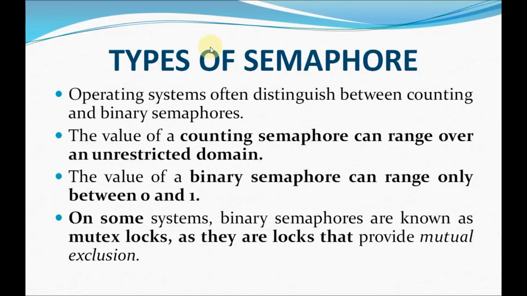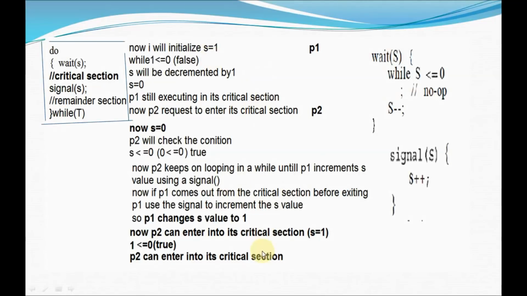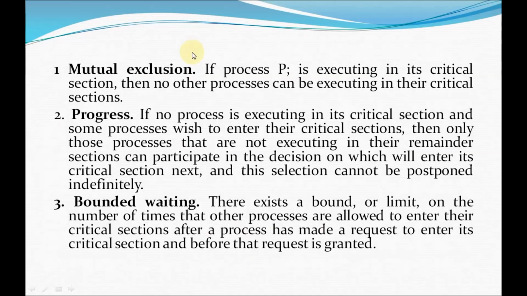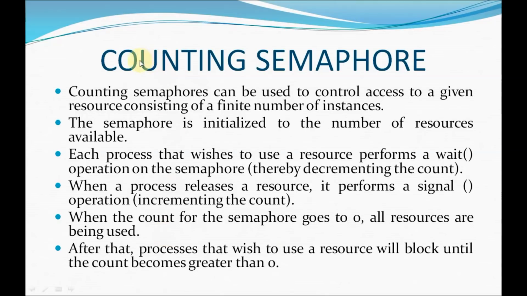One more important thing: binary semaphore is also known as mutex locks, because using this binary semaphore I can provide mutual exclusion, right? This is the explanation of mutual exclusion only. Either P1 or P2 can execute in its critical section at any point of time. So using a binary semaphore, you are satisfying the mutual exclusion condition along with the other two. That's why binary semaphores are sometimes called mutex locks. Getting, guys?